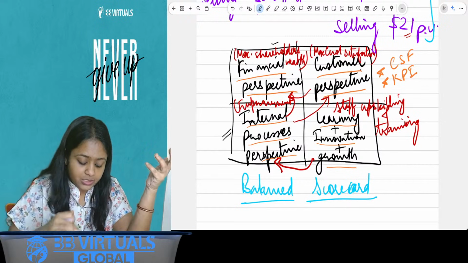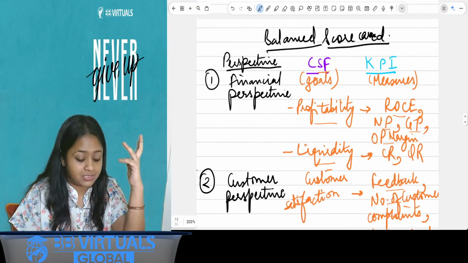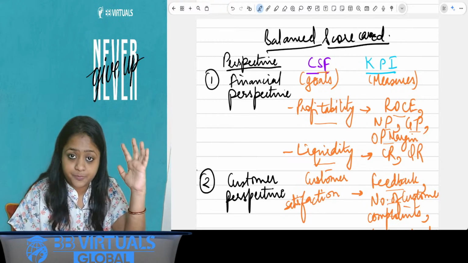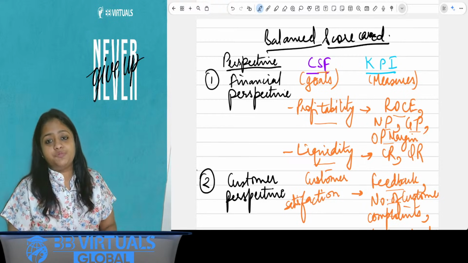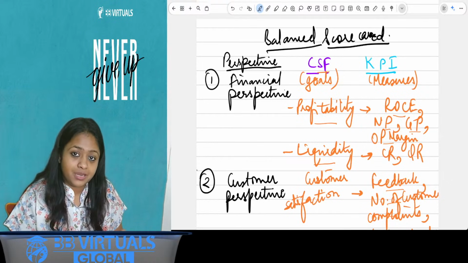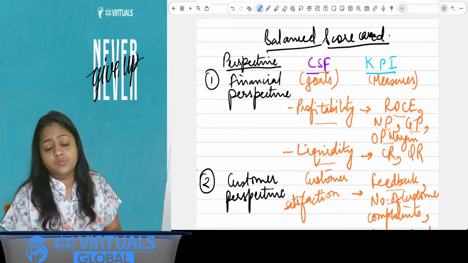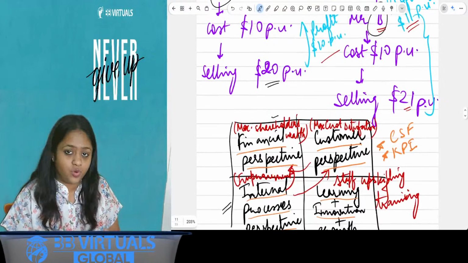So what are the different targets that you can set here? Those targets are known as critical success factors. So what are the different critical success factors that we can set here? Number one, to assess the profitability levels, to assess the liquidity levels, because that would make us understand whether the shareholders' wealth is maximized or not.